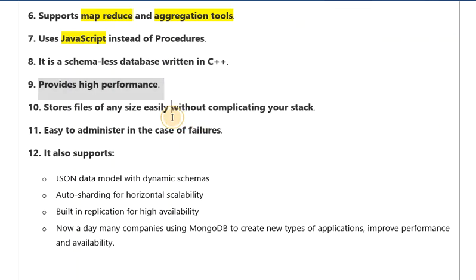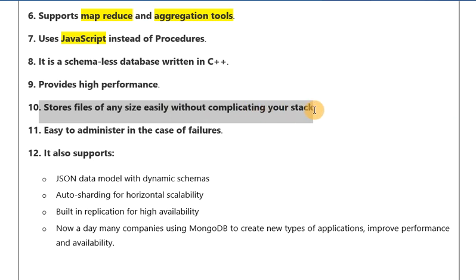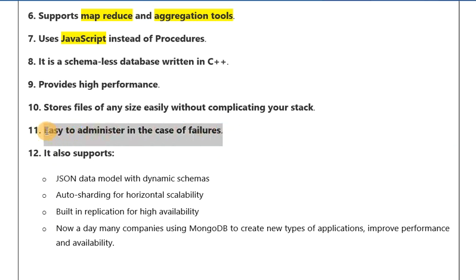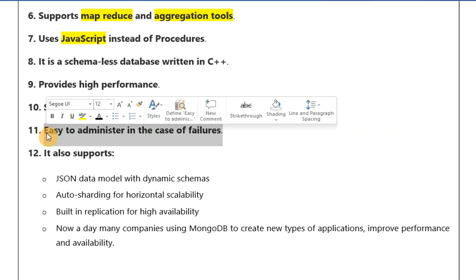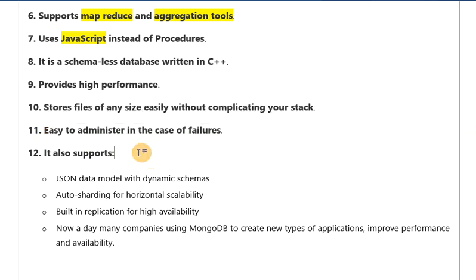Now the next point is storing files of any size easily without complicating your task. Because it is a document based database, it can store files of any size without showing any complication or errors. It is easy to administer in the case of failure. Once the database crashes, we can easily maintain it because there are some tools and access provided by the MongoDB Compass UI tool. We will look at that in a coming episode.